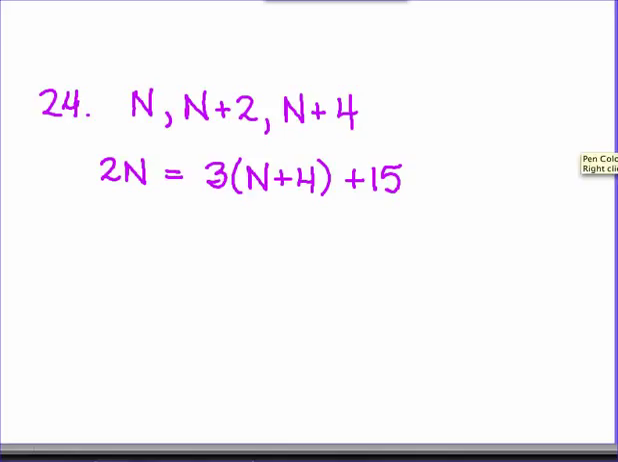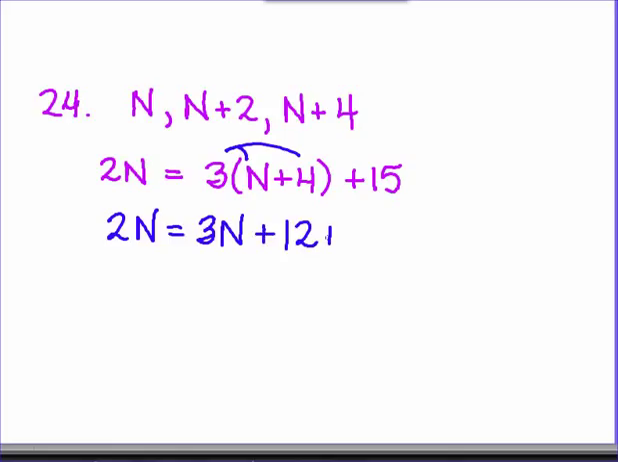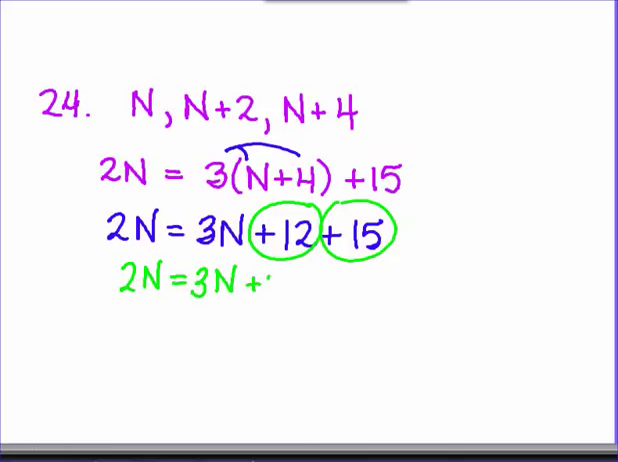What do you do now, folks? Distribute. Good. So I end up getting 2n equals 3n plus 12 plus 15. Let's combine like terms. So like terms, 12 and 15 is what? 27. What do you do now? Move the variable, so let's subtract 3n from both sides.